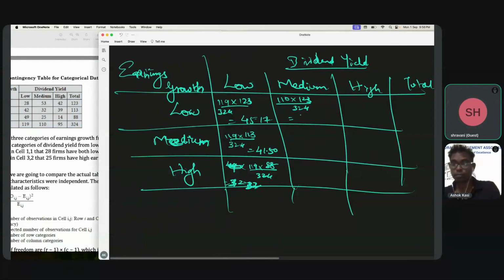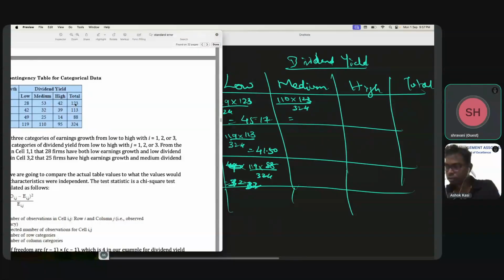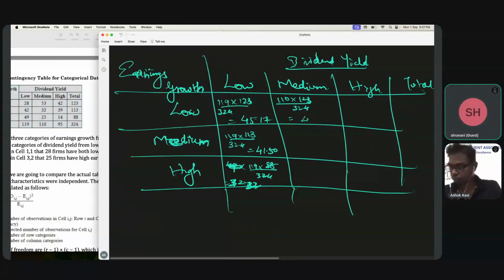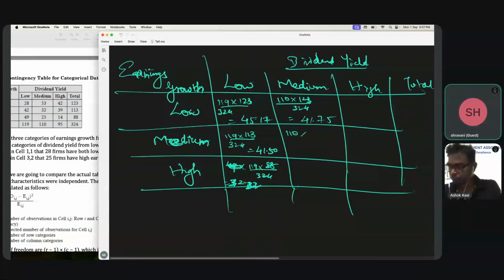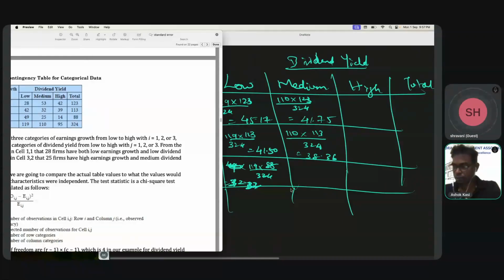Zero point zero four minus... There is no minus here. Oh, sorry. 110 into 123 divided by 324 gives 41.75. Okay, then the next one, medium: 110 into 113 divided by 324 gives 38.36.